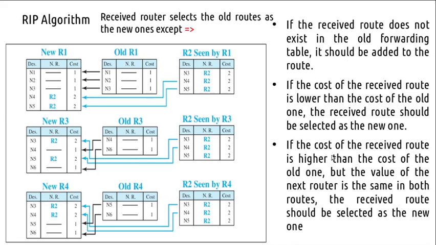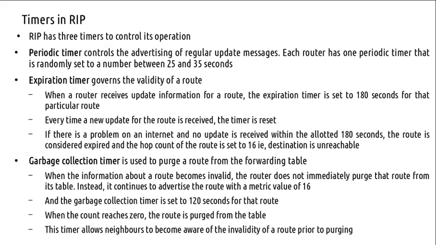So if the cost of the received route is higher than the cost of the old one, but the value of the next router is same in both the routes, the received route should be selected as a new one. That is a safeguard, otherwise the least cost would propagate quickly. It is a solution to prevent the count to infinity problem. Network failures, link failures will not reflect faster. That is why this solution is done.